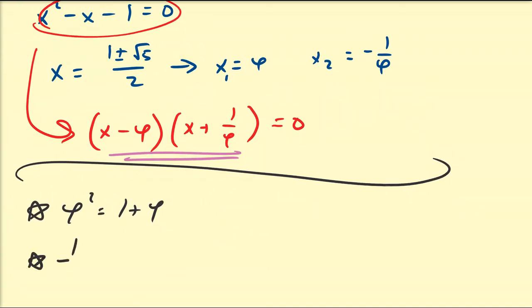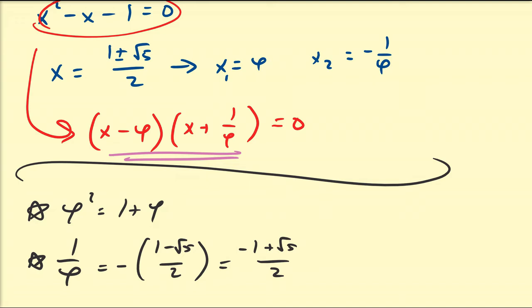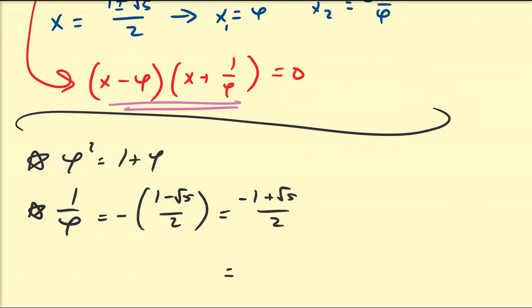Now what I'm going to look at is 1 over phi. I'm going to look at another special relationship of this particular thing. So where I showed that 1 over phi is negative 1 minus the square root of 5 over 2, which we can of course write as negative 1 plus the square root of 5 over 2. So negative 1 we can write as 1 minus 2 over 2 if we want, right?